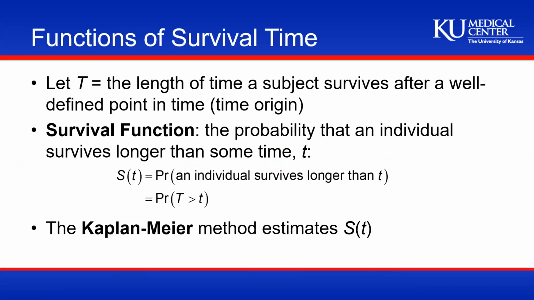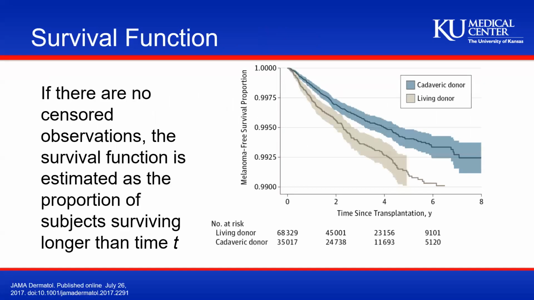So the different functions of survival time, the most common is the Kaplan-Meier curve. I'm sure everyone's seen a Kaplan-Meier curve, and that's actually representing survival, where the survival function is a function that describes the probability that an individual in the at-risk population survives longer than some particular time t. And so you see something like this.